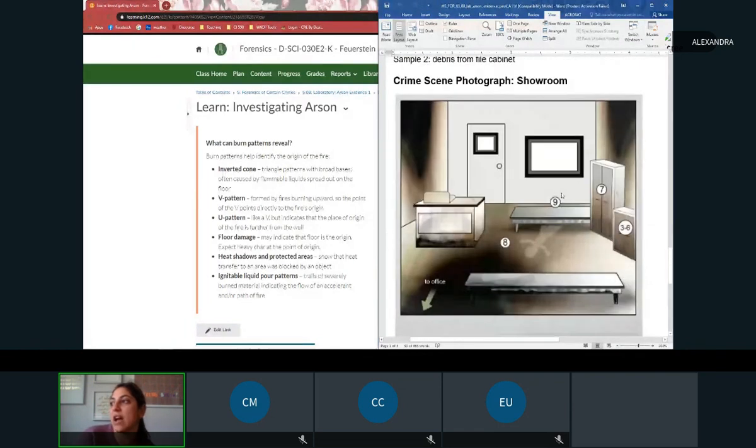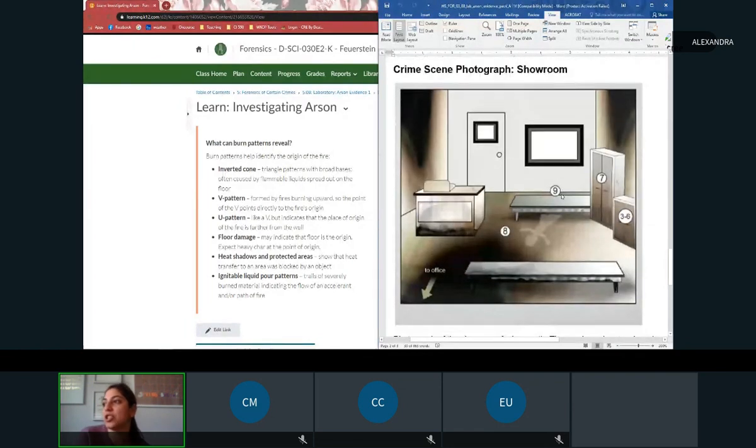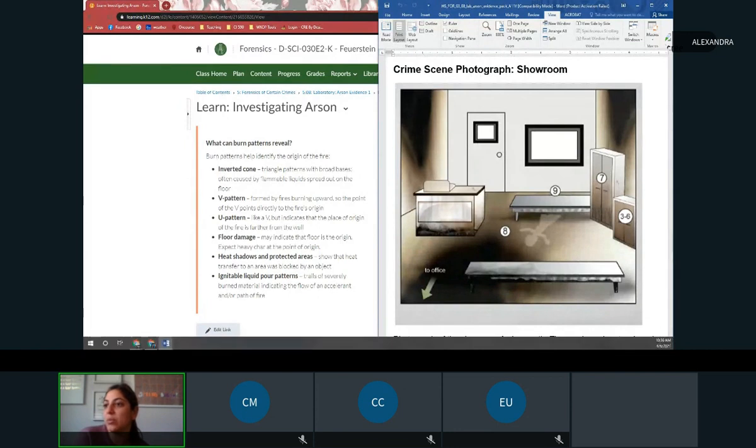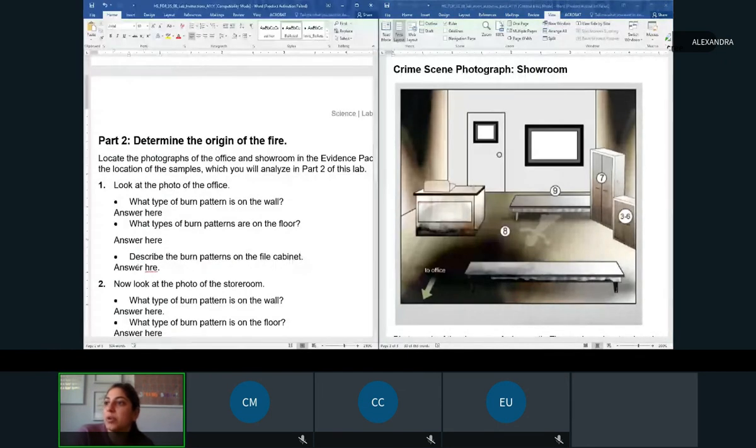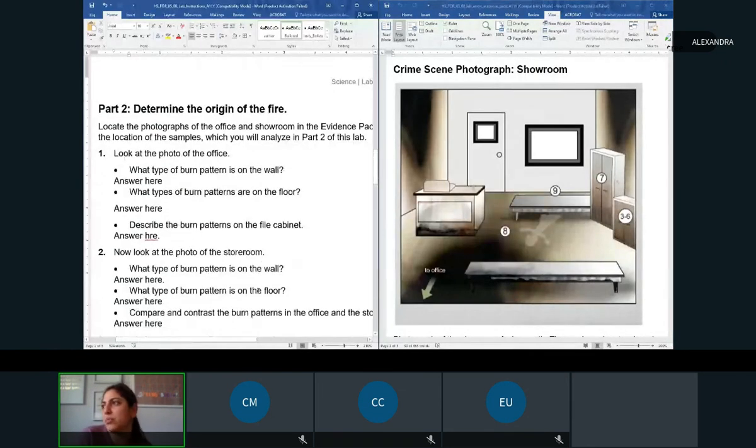crime scene photograph. So now we have the showroom, right? So the showroom, and then a couple of things that we wanted to ask about it was the storeroom, excuse me, the show. Is there a different picture for the storeroom?